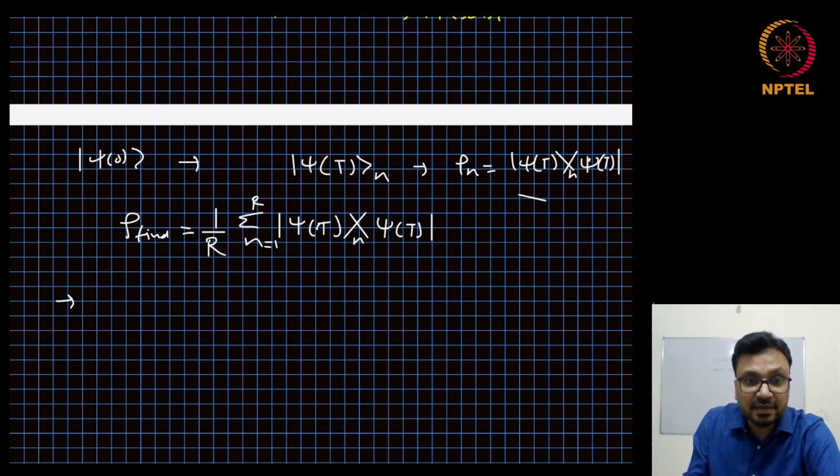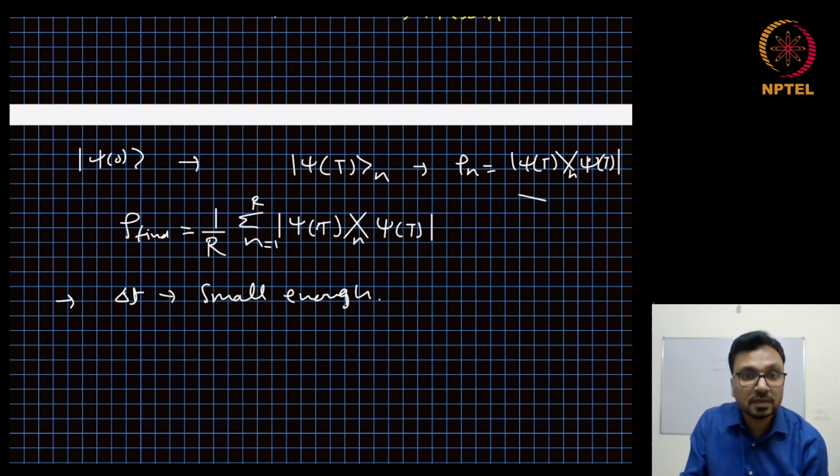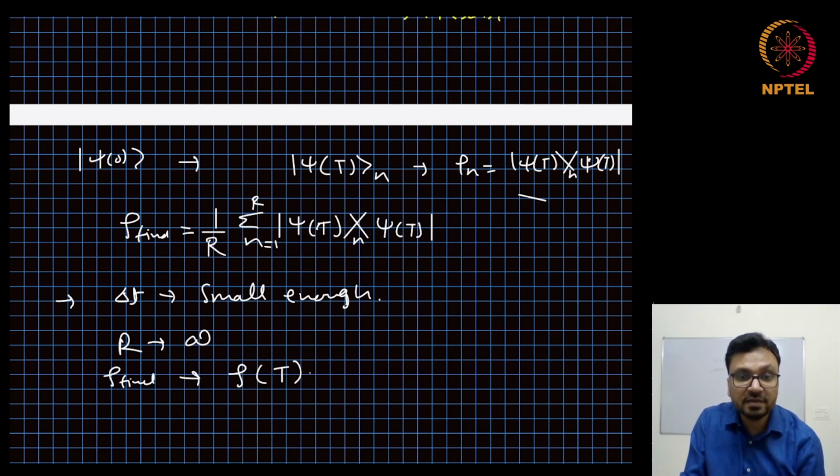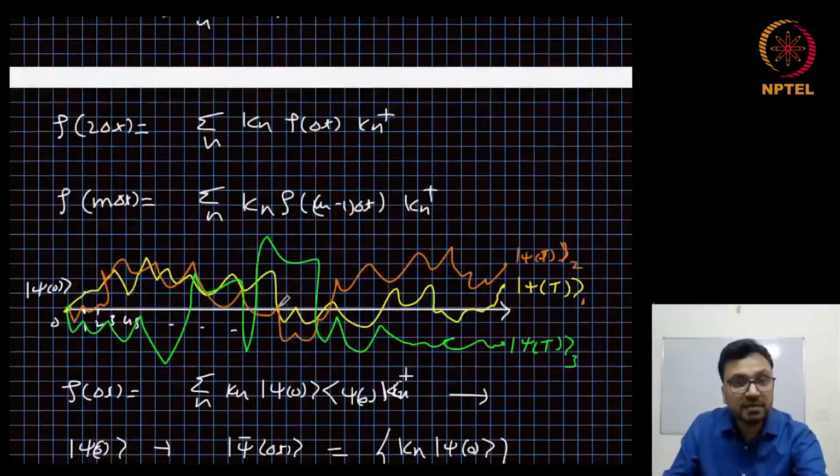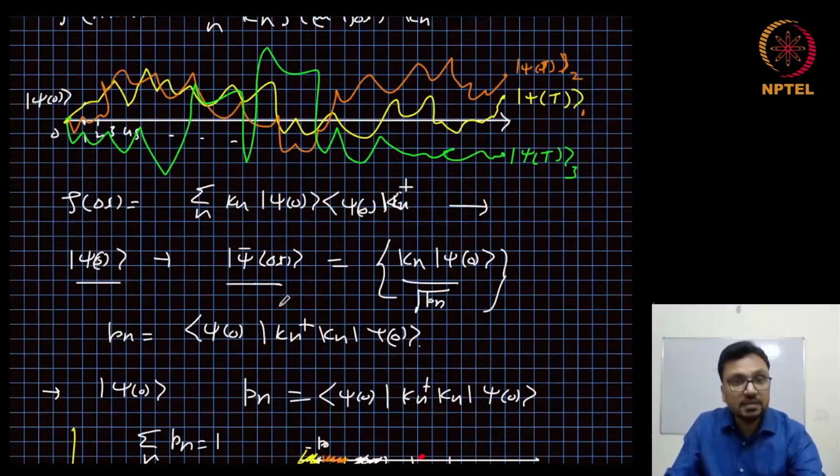And the claim is, if delta t is small enough and r is large enough, then rho final will be rho of t, what we were expecting from the exact solution, the proper solution of the linear equation. Let me repeat that: if our initial state is a pure state, then we can solve the linear equation using the finite difference method by evolving the pure state to a pure state probabilistically.